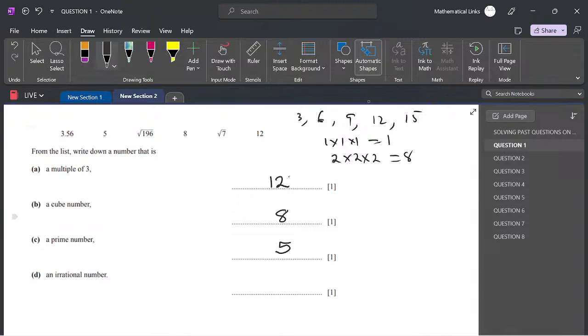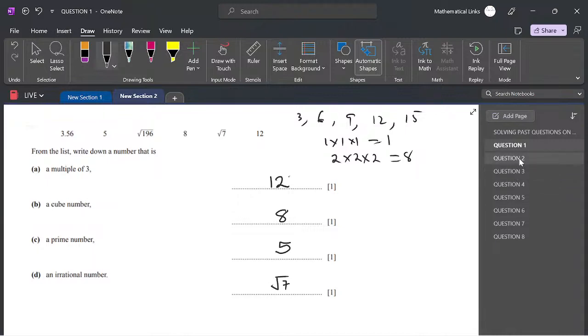An irrational number. We said an irrational number is a number that cannot be written as a fraction. And we gave some examples where we can find our irrational numbers. So roots of some numbers, that is numbers that are not a perfect square or a perfect cube, and so on and so forth. So root 7 will be an irrational number.